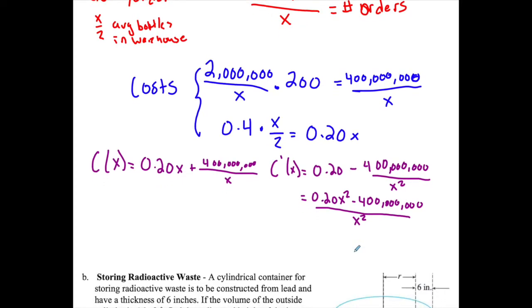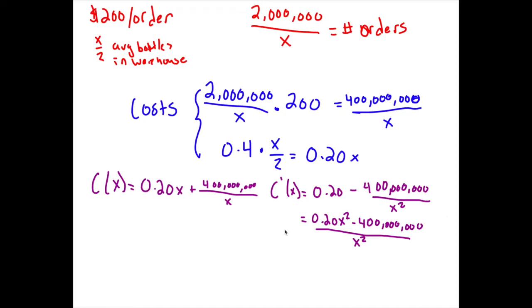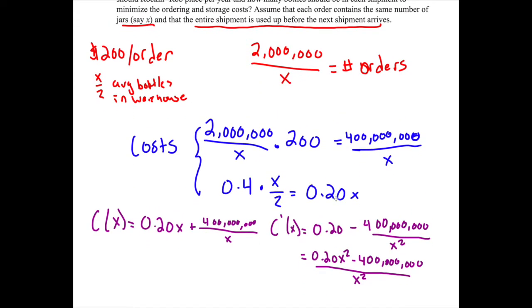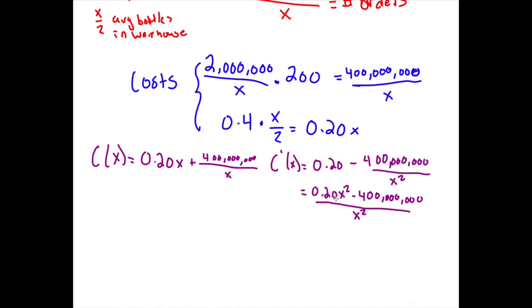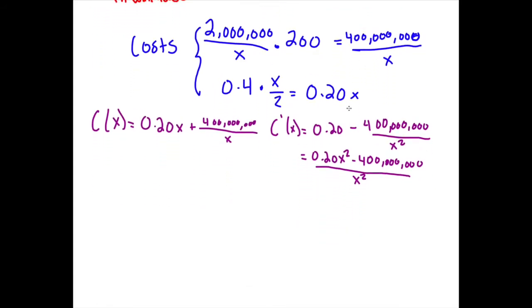And now I'm going to do what makes this 0. What are the critical numbers? One of the critical numbers we can see immediately is 0, because if you plug in 0, you're going to have an undefined denominator. This is going to be bad. Fortunately, 0 doesn't really make sense in this context. It is part of the implied domain, because we can't order less than 0. There's no such thing as negative bottles, but we can't order more than 2 million because that's the total number we're supposed to order for the year. But in any case, 0 is not a critical number we're going to consider.